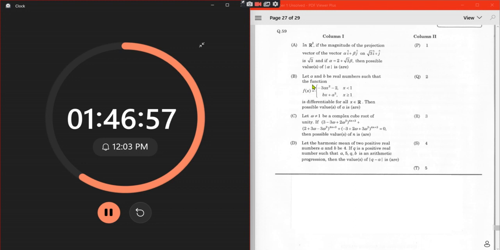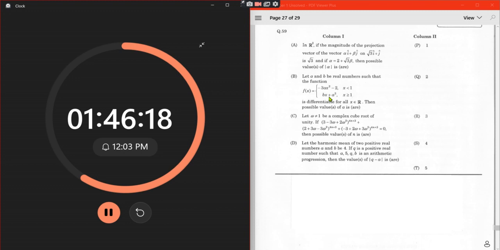A's answer is Q. So wait, do I actually have to do this? Okay, A is Q, then what about B? Let A, B be real numbers such that this function is differentiable at all x. Then the possible values of A are, this function differentiable at all x, you know this is already so, visible? First of all, at x equal to 1 these are equal. So just like negative 3a negative 2 is equal to, at x equal to 1, b plus a squared. Okay, weird. Okay, b is a variable, that's problematic.